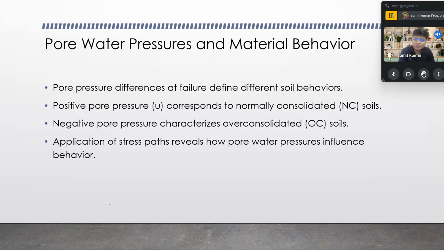When we consider pore water pressure and material behavior, the pore water pressure differences at failure define the different soil behavior. Positive pore pressure corresponds to normally consolidated soil, and negative pore pressure to over consolidated soil. Application of the stress path reveals how the pore water pressure influences the behavior, as we see that due to the pore water pressure, when we see the difference in the total and effective stress, we can see how its variation replicates in the field.